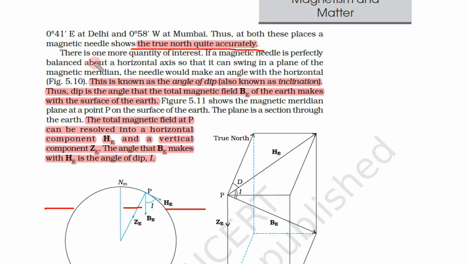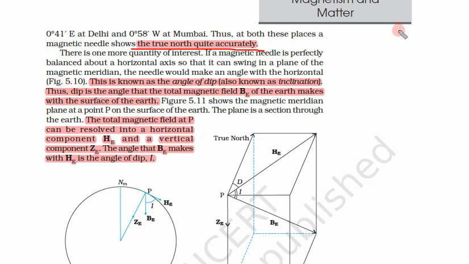There is one more quantity of interest. We have learned about the dip. There is another quantity of interest. If a magnetic needle is perfectly balanced about a horizontal axis so that it can swing in the plane of the magnetic meridian, the needle would make an angle with the horizontal.